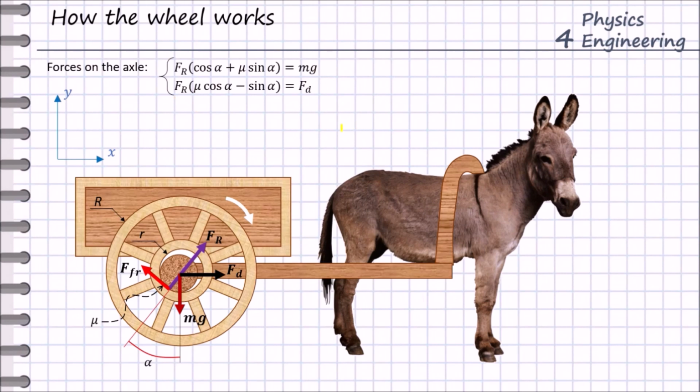But what we see in this system is that we have more variables than equations so far. We have Fr, the reaction force, which is not known, the Fd, the driving force or donkey force, and also not known is alpha, the tilting angle or the direction angle of the reaction force. Therefore we need more equations. So let us then check the forces acting on the wheel.